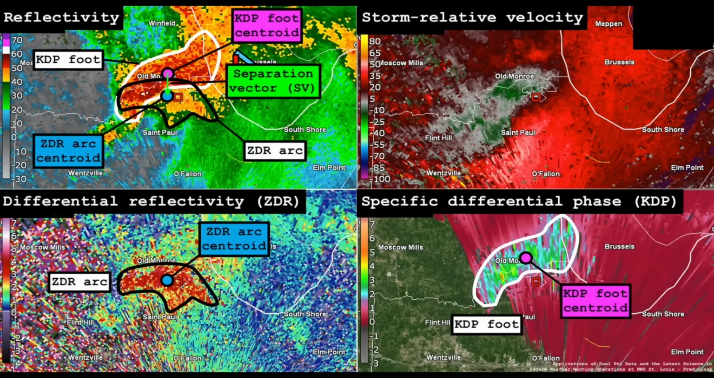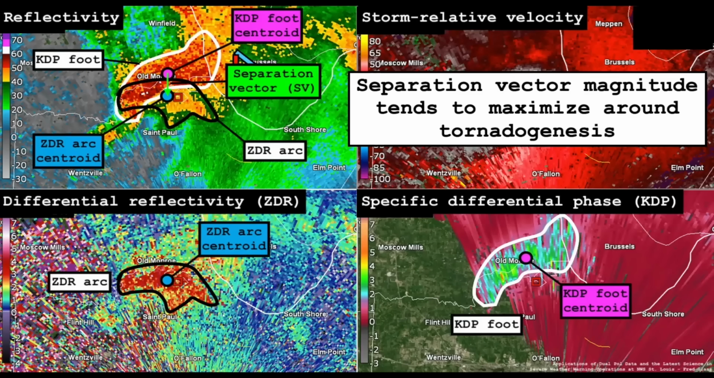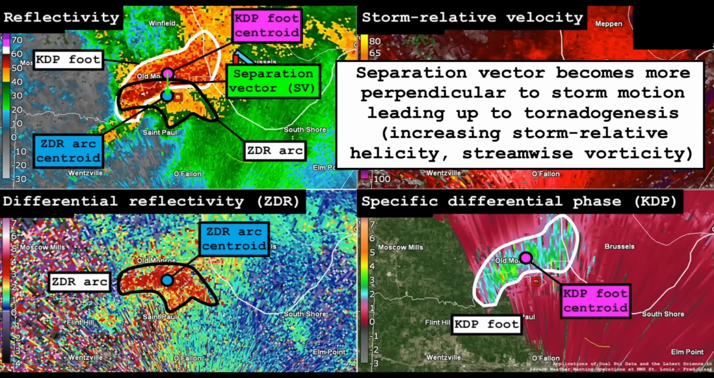They determined that the separation vector's magnitude, i.e. the distance between the centroid of the ZDR arc and the centroid of the KDP foot, tends to maximize around the time of tornado genesis. They also found that the separation vector tends to become more perpendicular to storm motion leading up to tornado genesis, and that both storm relative helicity and streamwise vorticity tend to increase with increasing perpendicularity between the separation vector and storm motion. When the separation vector and the storm motion vector are more parallel to each other, the vorticity is more crosswise.